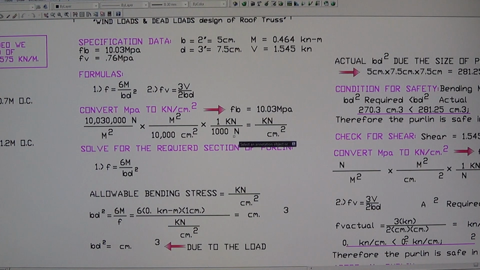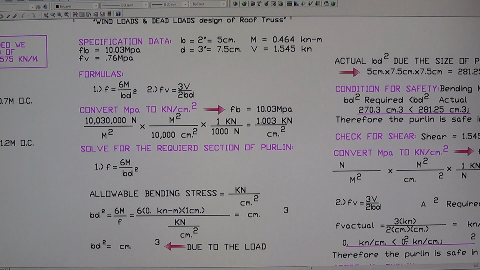Now Newton cancels, millimeter cancels. So what we have here is kilonewton and centimeter square. So now we have to calculate that. There are 6 plus 3, 9 zeros there, so therefore this MPa becomes, in kilonewton, 1.003 kilonewton per centimeter square. Alright, so we have the MPa value now.